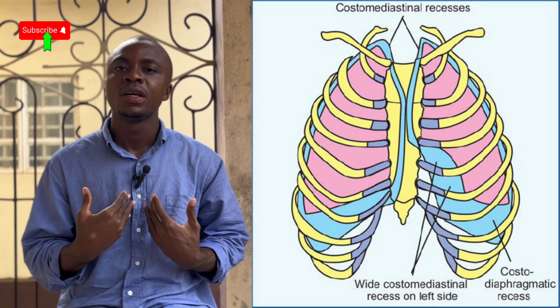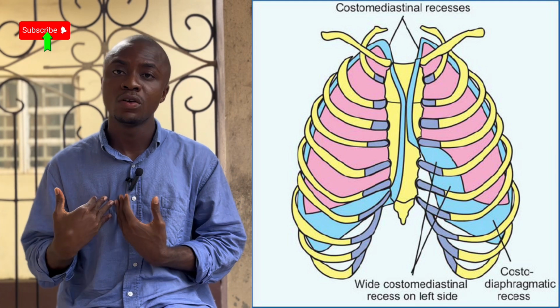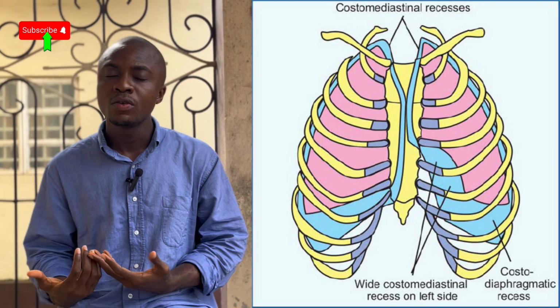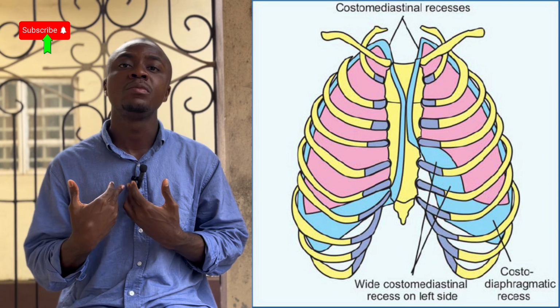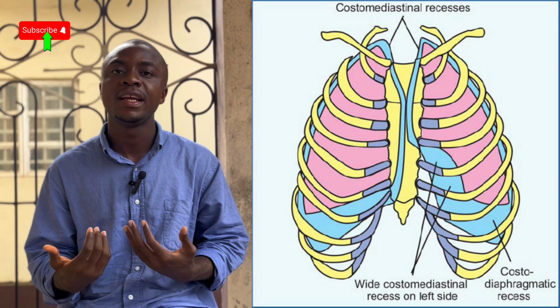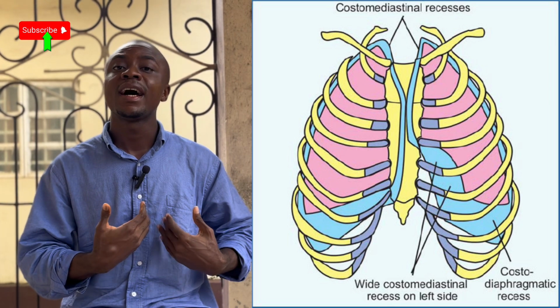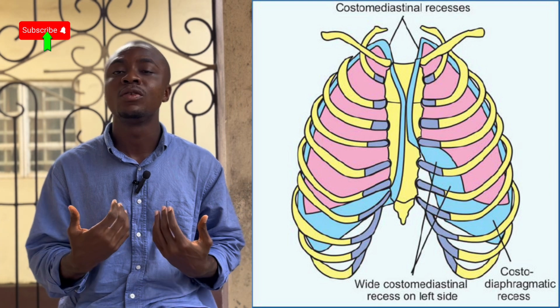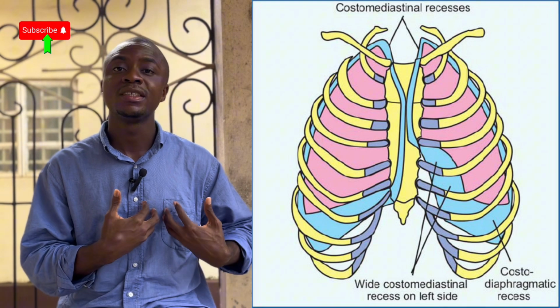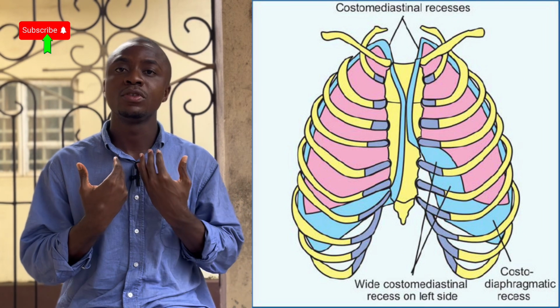But now there are four types, because I have two lungs, the right and left lung. So for each lung, you have one costodiaphragmatic and one costomediastinal. You have the right and the left costodiaphragmatic and the right and the left costomediastinal recess. Now the largest of all is the costodiaphragmatic recess, and you have a lot of fluid around the costodiaphragmatic as opposed to the costomediastinal recess.